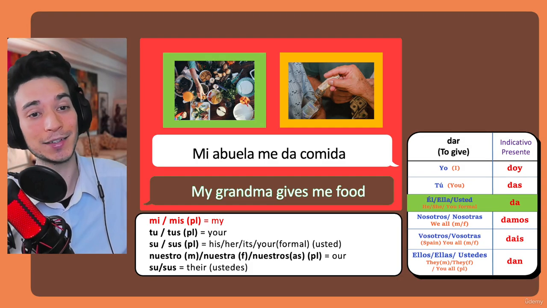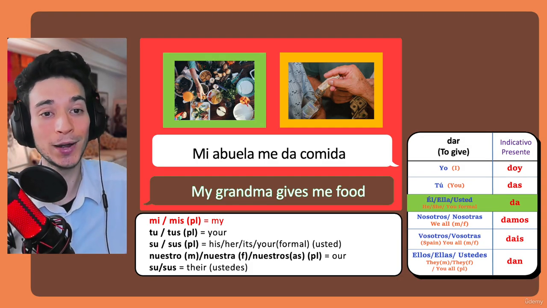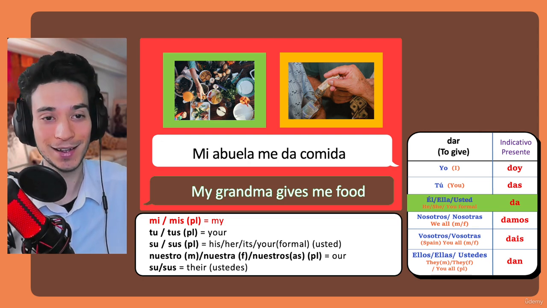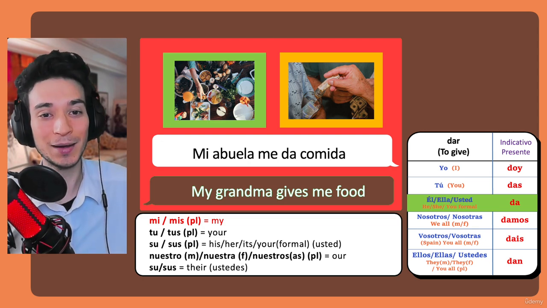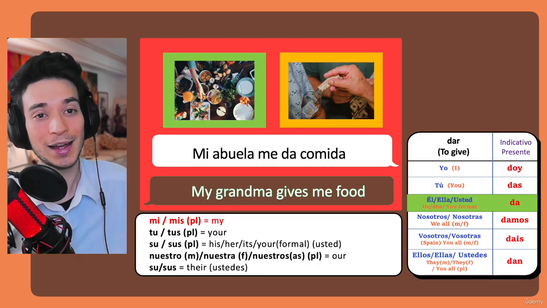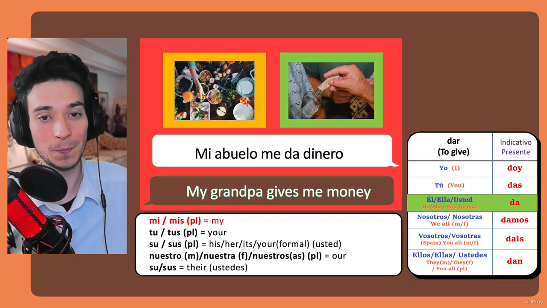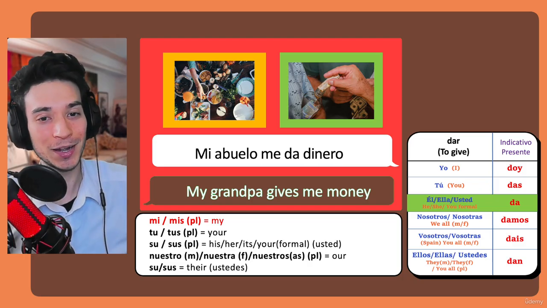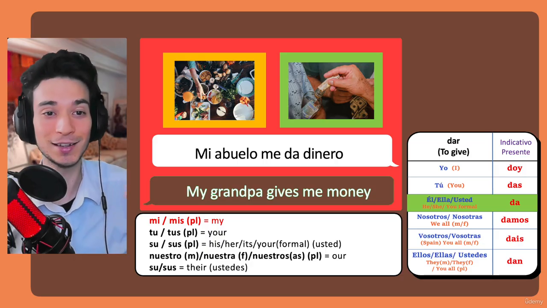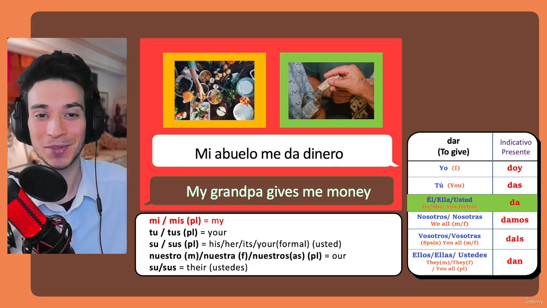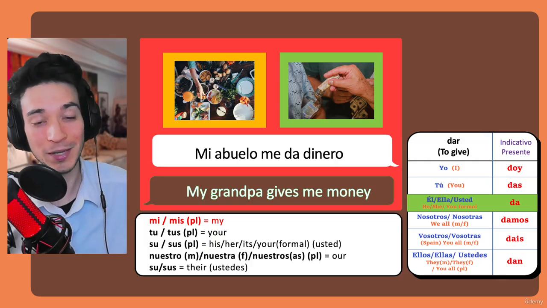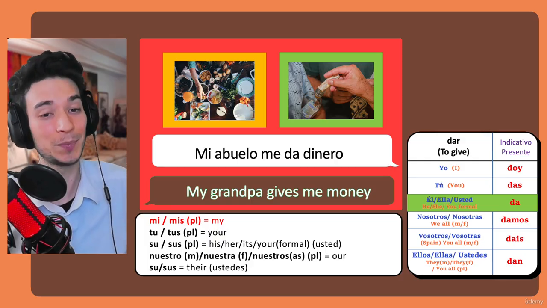Okay, and the example we have is mi abuela me da comida. My grandma gives me food. Everybody's grandma. And the next one is mi abuelo me da dinero. My grandpa gives me money. So this is a grandma-grandpa thing, apparently. Mi abuela me da comida. Grandma gives me food. Mi abuelo me da dinero. My grandpa gives me money.